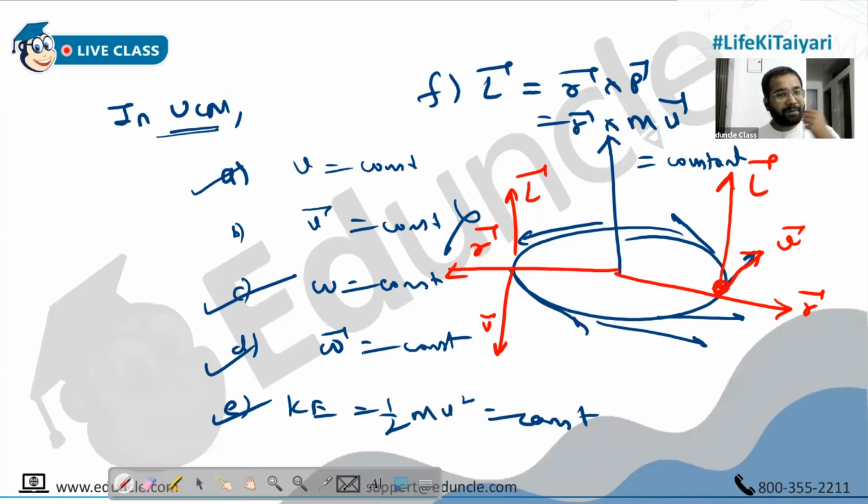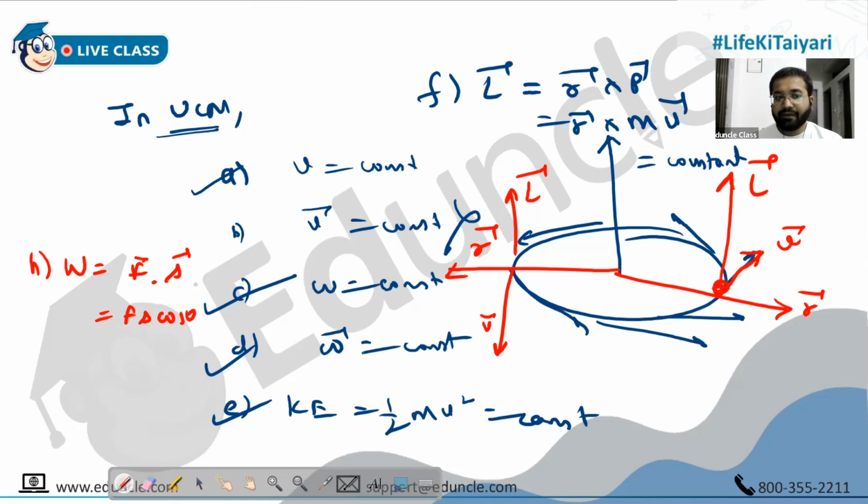Zero. For example, what happens to power? Work done is zero, because work is force into displacement. Force and displacement are perpendicular to each other here. Force is centripetal. Displacement is tangential. Displacement every time is tangential. Force is centripetal force. So the angle between them is 90 degrees.